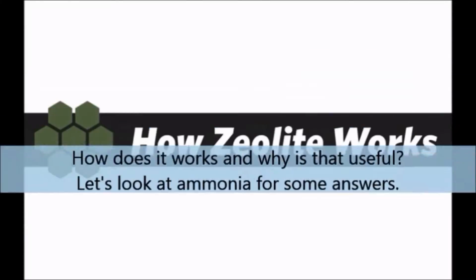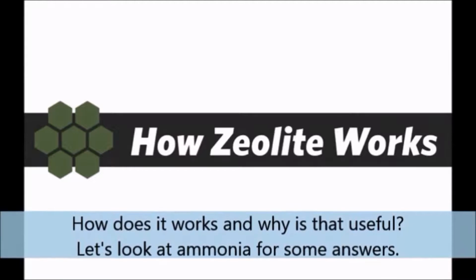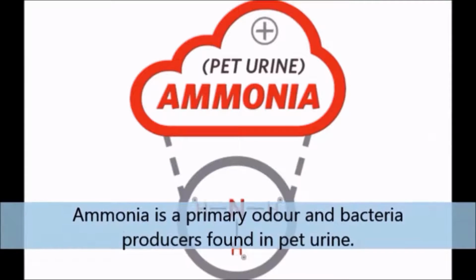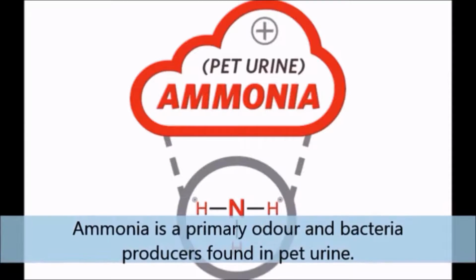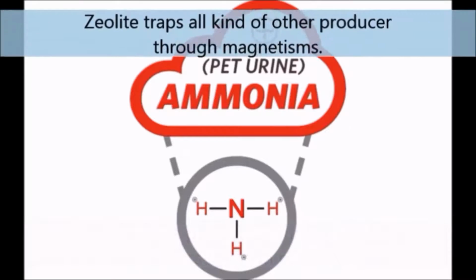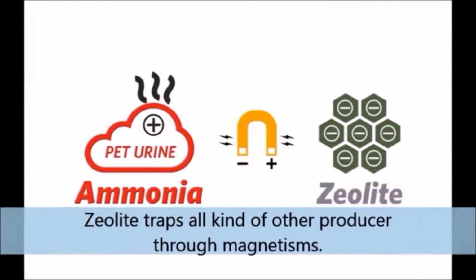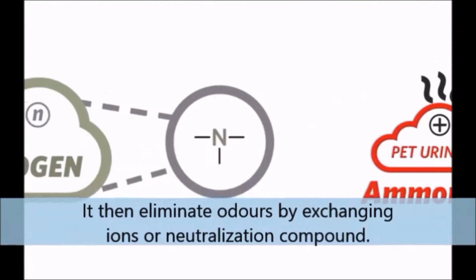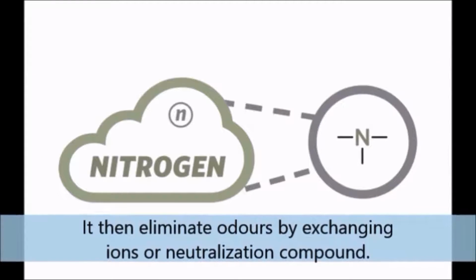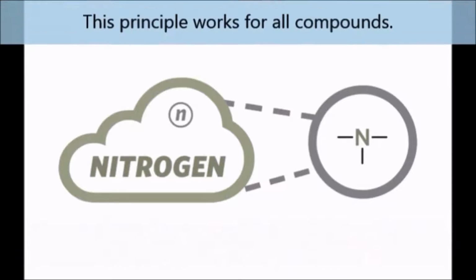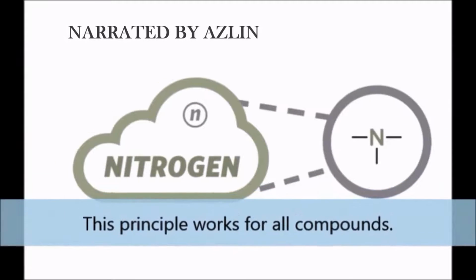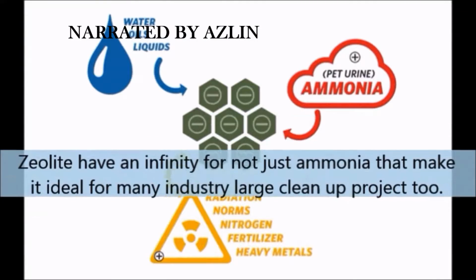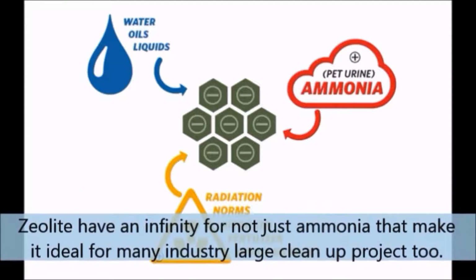How does it work and why is that useful? Let's look at ammonia for some answers. Ammonia is the primary odor and bacterial producer found in pet urine. Zeolite attracts all kinds of other producers through magnetism. It then eliminates the odors by exchanging ions or neutralizing compounds. This principle works for all compounds. Zeolite has an affinity for not just ammonia, which makes it ideal for many industries who have large-scale cleanup projects too.